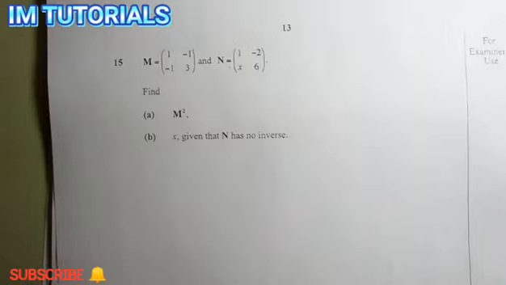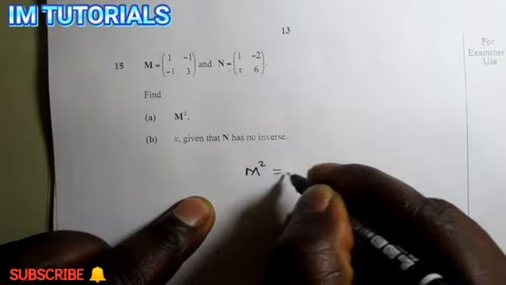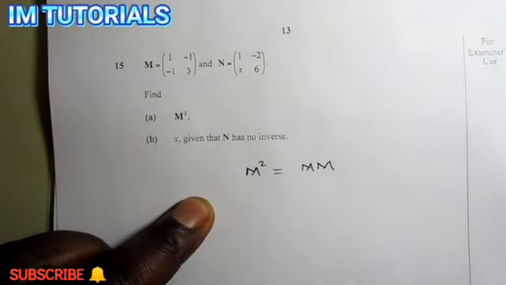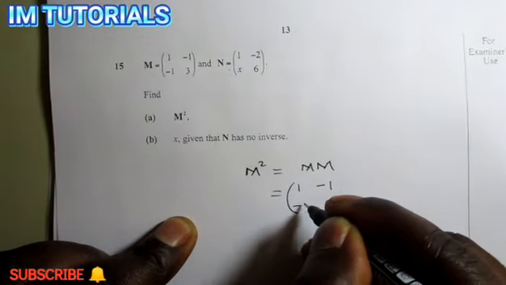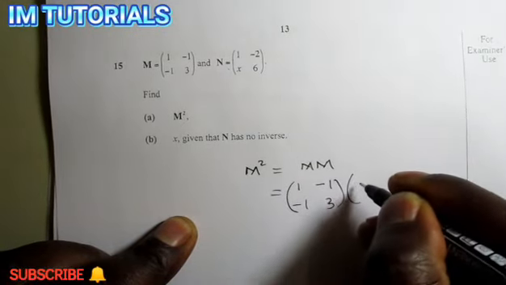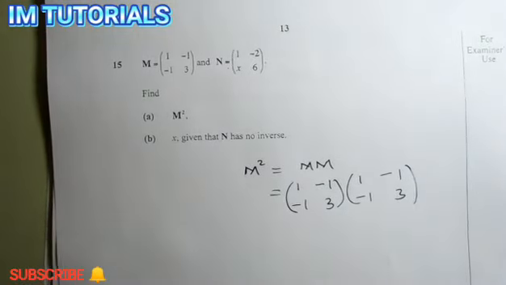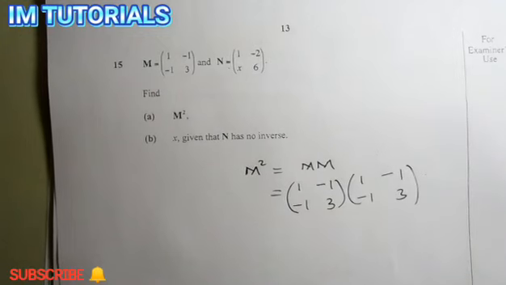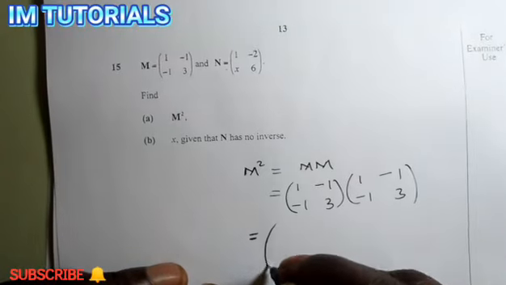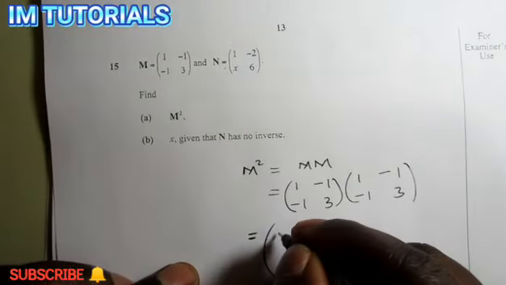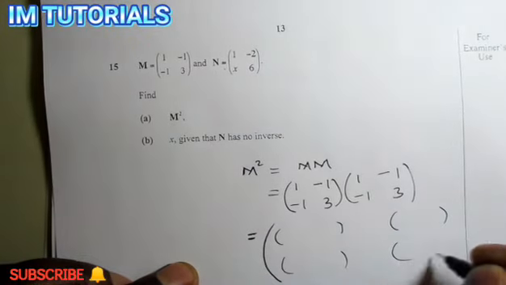15, it reads, find m squared. So m squared is the same as m times m, like this. So you put 1, minus 1, minus 1, 3, like this. M is multiplying itself twice. So if a 2 by 2 matrix multiplies a 2 by 2 matrix, you come out with a 2 by 2 matrix. So I'm going to represent it with the following brackets that I'm going to find.